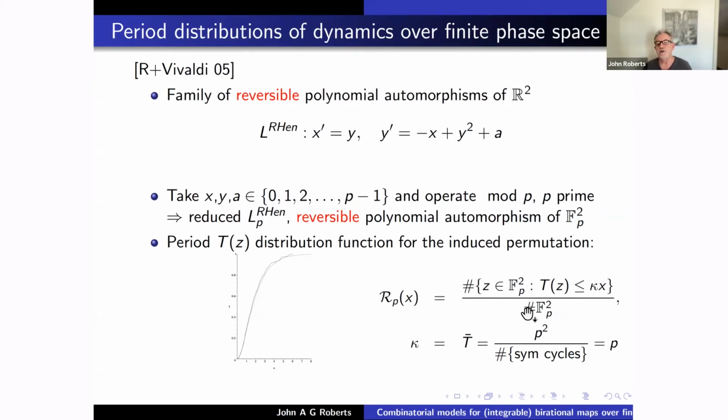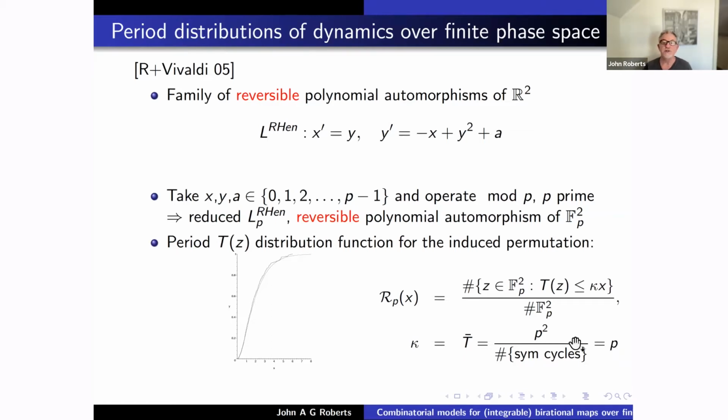You count, this is the dimension of the space, and you count the proportion of the space that is consumed in periods that are less than or equal to kappa x. And kappa is a characteristic scale length that you should measure periods in, particularly if you want to go asymptotic. And in this case, kappa is the average length, which turns out to be order P.